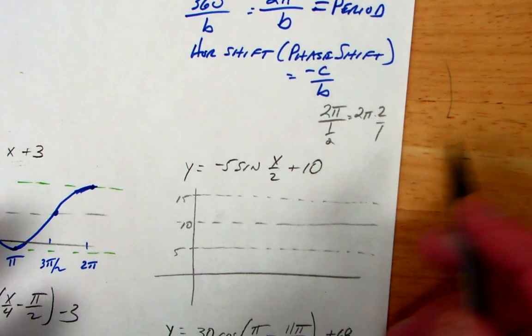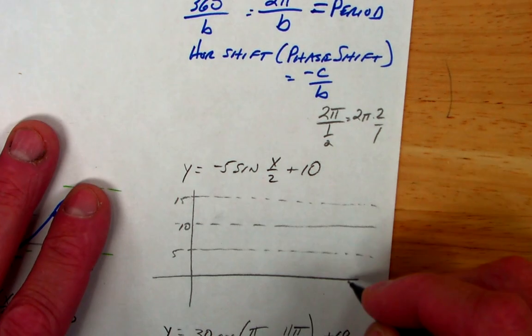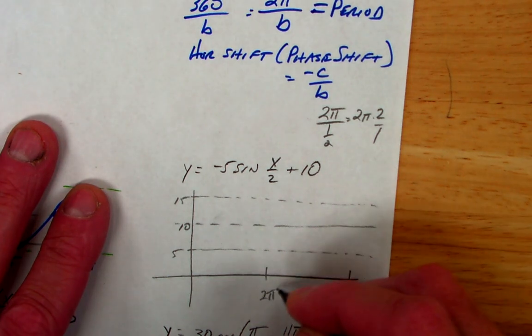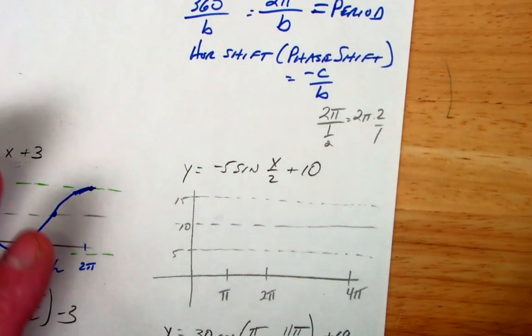So we've decided our period is 4 pi, so I'm going to come out here and let's just say this is 4 pi. This is 2 pi. This is pi.